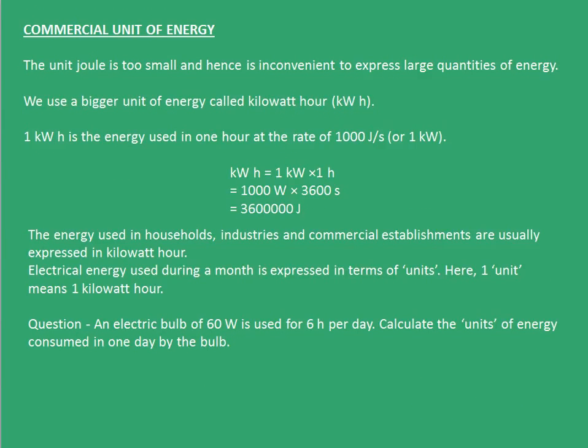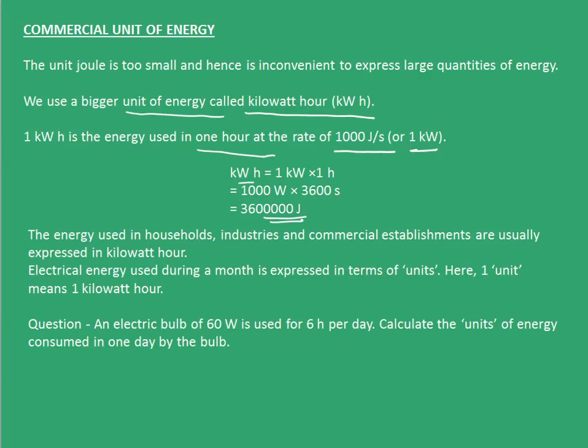Now we move on to the last topic of this chapter, the commercial unit of energy. The unit joule is too small and hence is inconvenient to express large quantities of energy. We use a bigger unit of energy called the kilowatt hour. 1 kilowatt hour is the energy used in 1 hour at a rate of 1000 joules per second or 1 kilowatt. So here is the calculation. 1 kilowatt hour is 360000 joules. Therefore, it's quite a huge quantity.